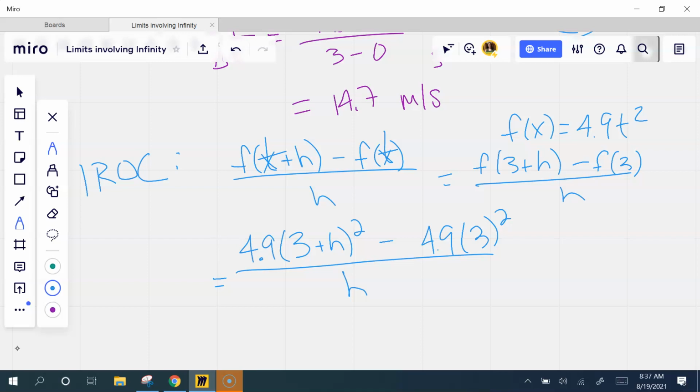Correct. Now, here's where I have to think about this in terms of limits, because I can't have a 0 on the bottom, right? I can't divide by 0.